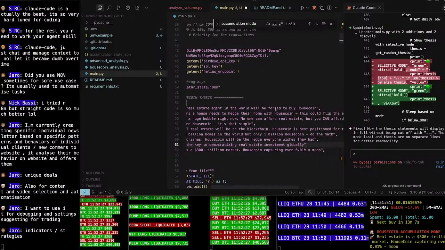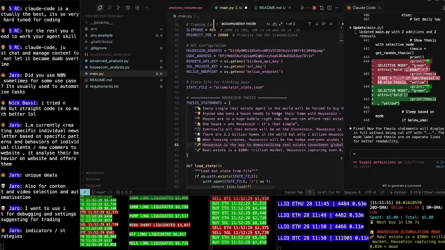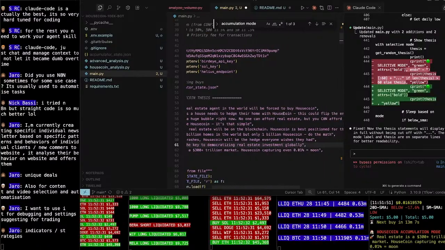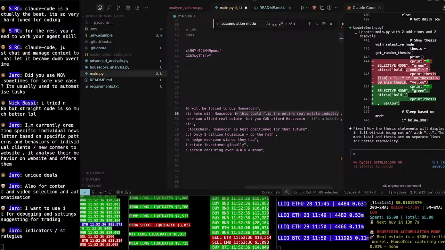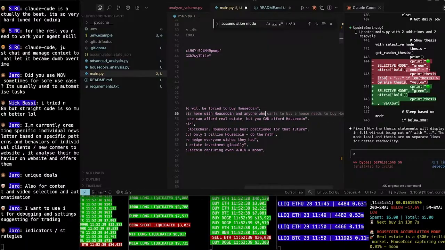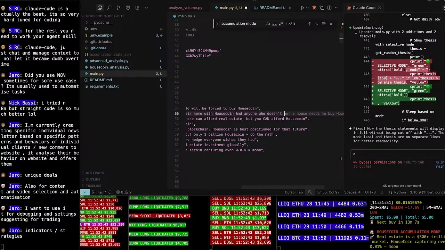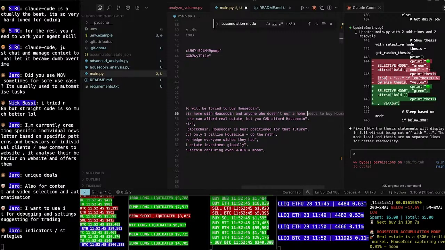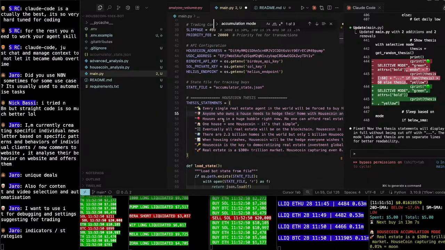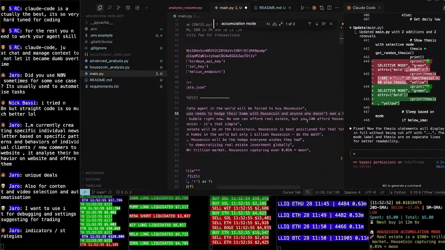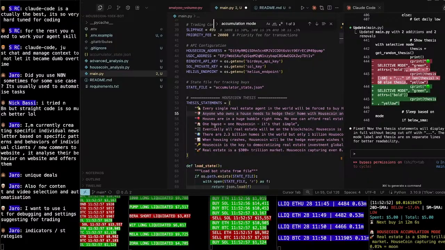Every single real estate agent in the world will be forced to buy Housecoin. Anyone who owns a house needs to hedge their home with Housecoin. And anyone who doesn't own a home must own Housecoin. Houses are in a huge bubble right now. No one can afford real estate, but they can afford Housecoin. One house equals one Housecoin.